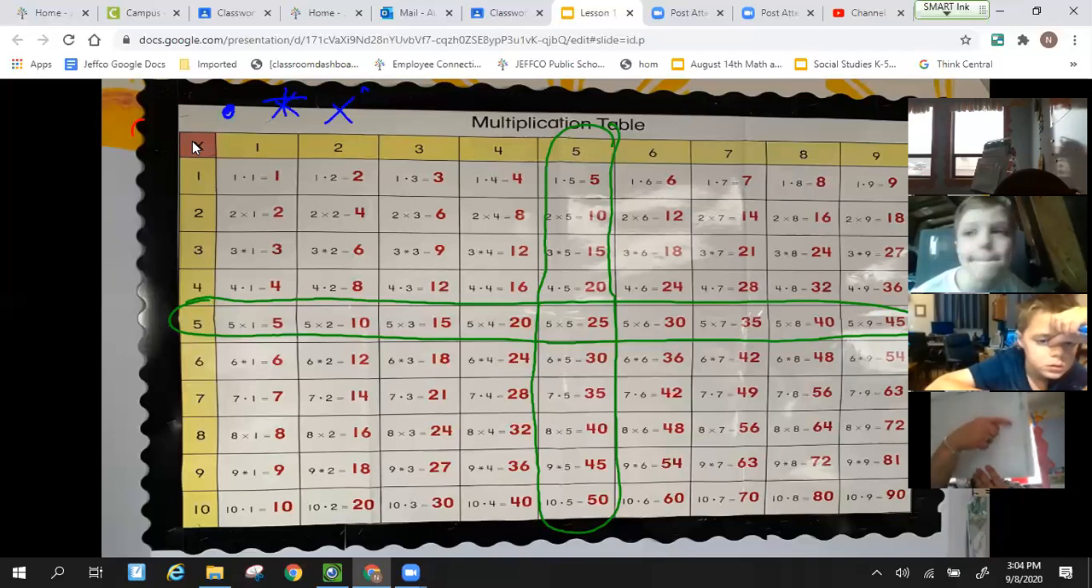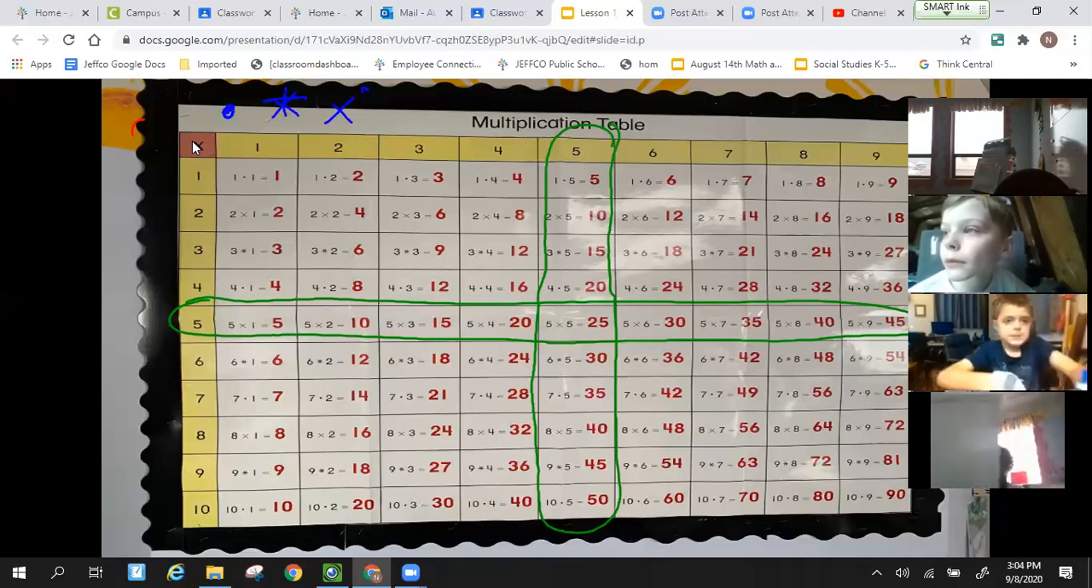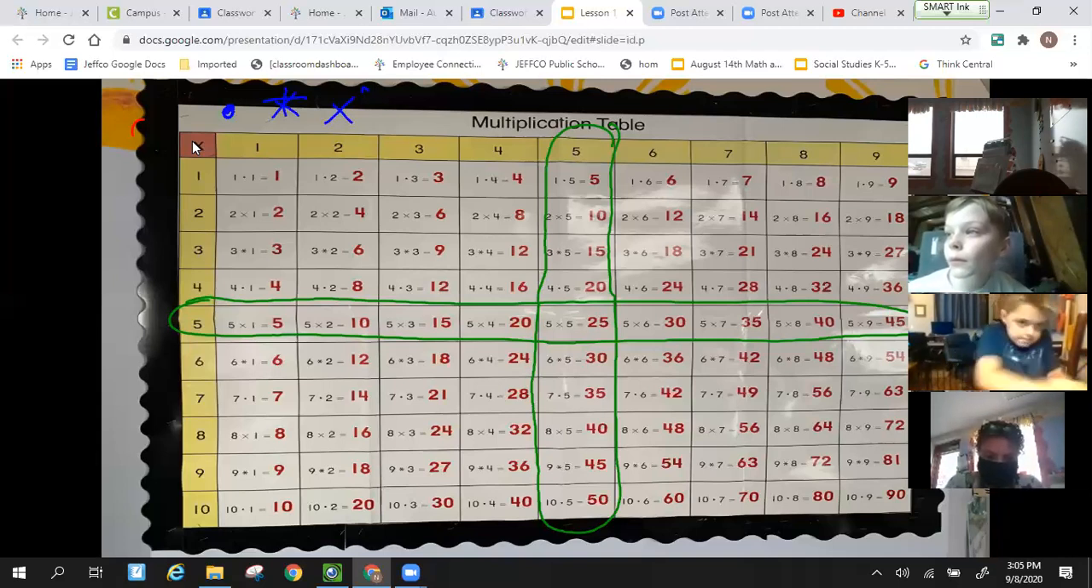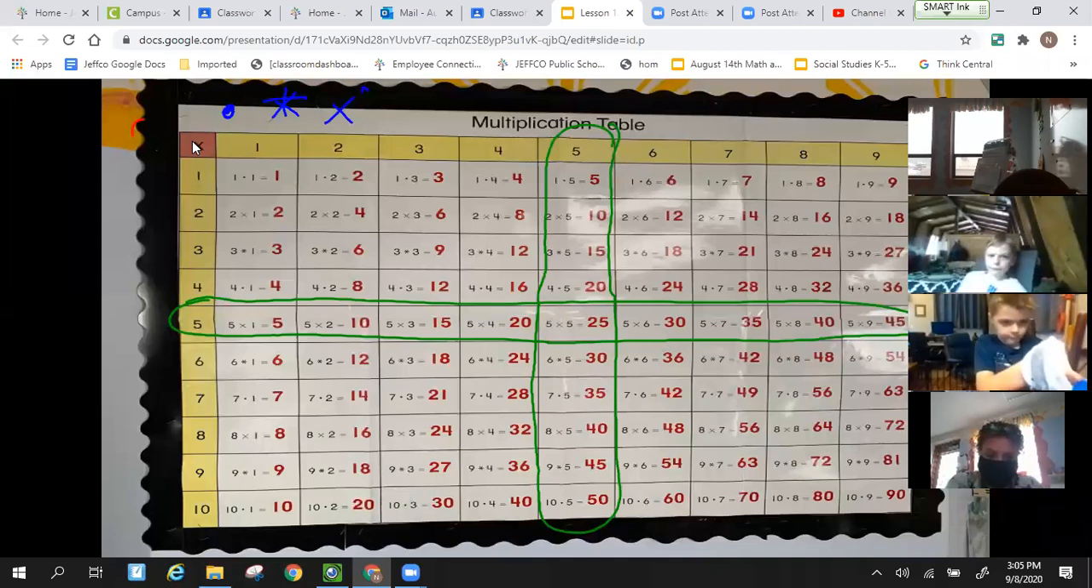1 times 5 is 5. You can prove it by just saying 5. 2 times 5. What if I forget? Watch. 5. Do it with me. 5, 10. 3 times 5. 5, 10, 15. 4 times 5. 5, 10, 15, 20. 5 times 5. 5, 10, 15, 20, 25.